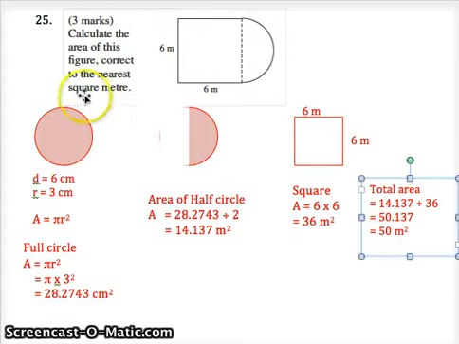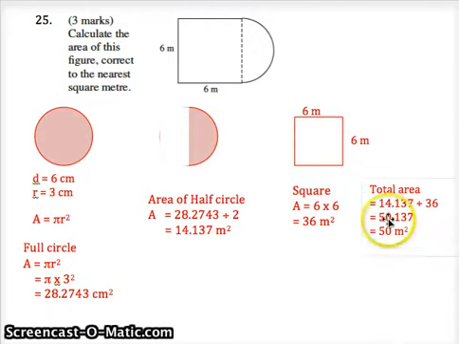Now we need this to the nearest square meter. If we round that to the nearest whole number, it would be 50, because that 1, which is after the decimal point, is less than 5.